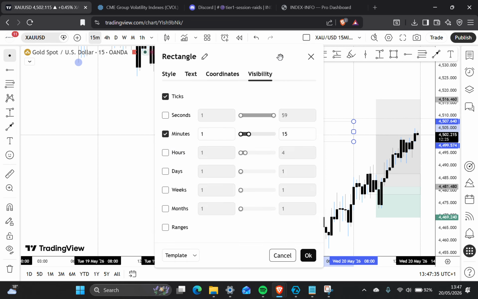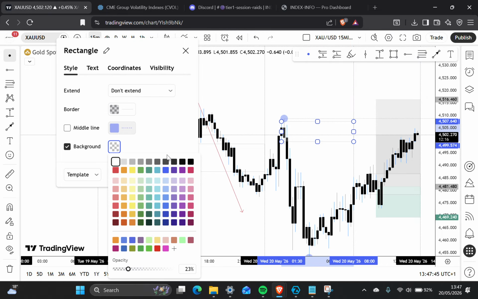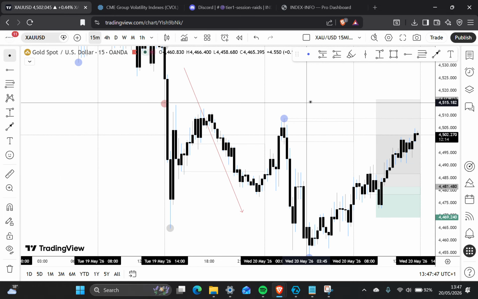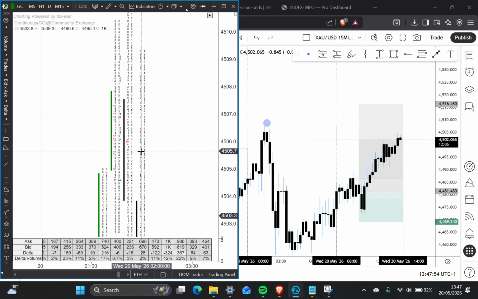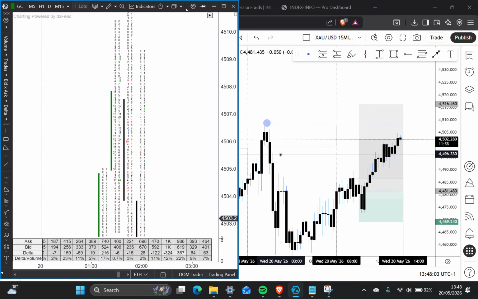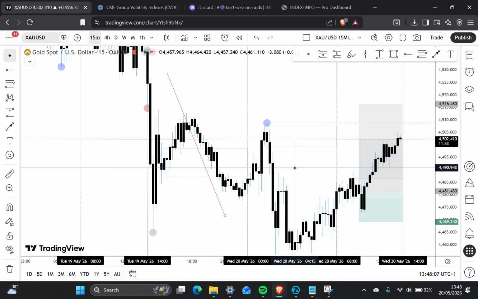I'm using, where is it? Here. Background, white, 23% opacity. I'm keeping it clear because I want to see the wicks. Okay? So, what do we have? We have Asia's delta printed.